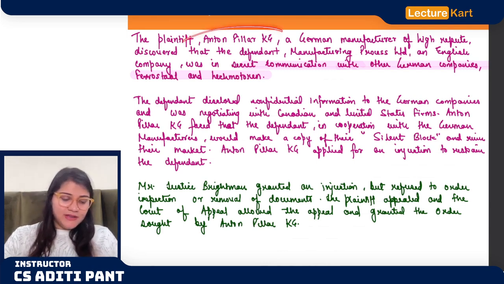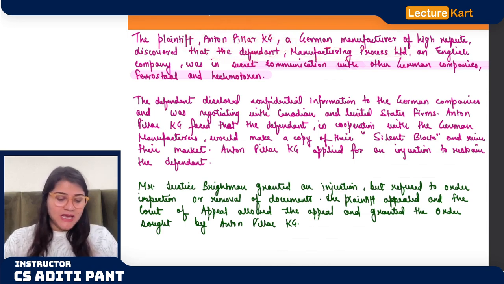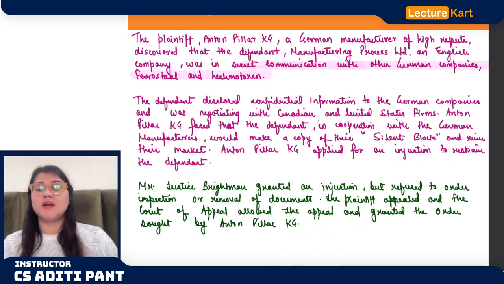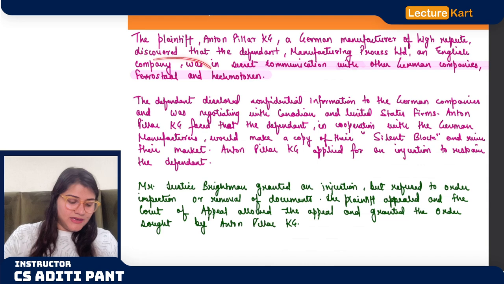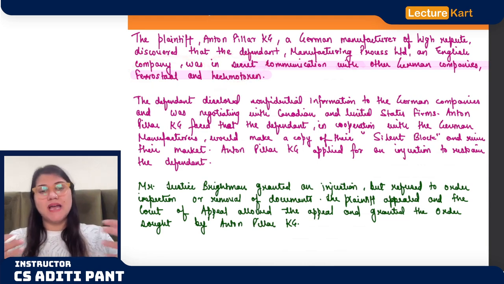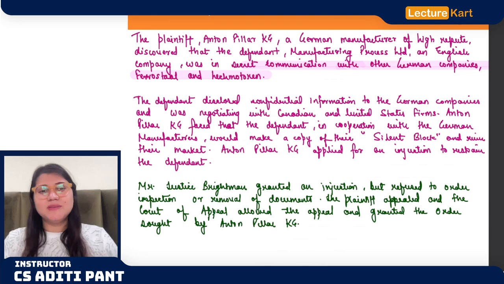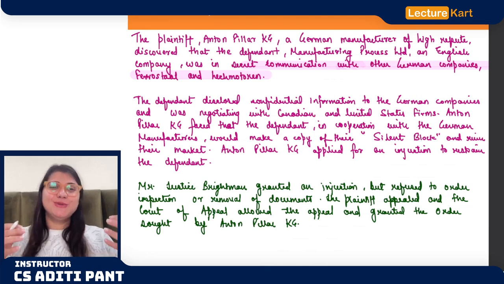The plaintiff, Anton Piller KG, a German manufacturer of high repute, discovered that the defendant, Manufacturing Processes Limited, an English company, was in secret communication with other German companies. As we are Indians, we have an Indian accent, so there is a possibility that we cannot pronounce the names correctly. But the point here is not to pronounce it correctly for your papers, but rather to write it correctly.